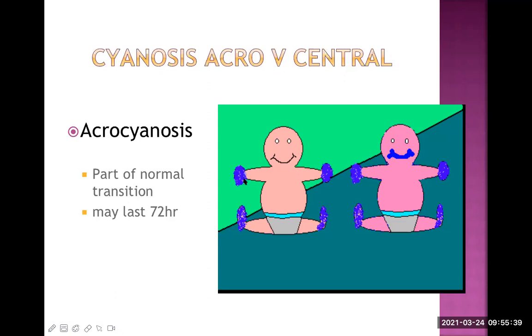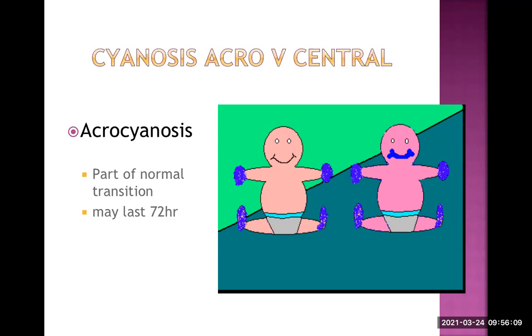So if only hands and feet are cyanosed, we call it acrocyanosis. And if the central part of the body, meaning lips and oral cavity, is cyanosed, we call it central cyanosis. Central cyanosis frankly means the whole body is cyanosed. So acrocyanosis is a part of central cyanosis, but sometimes only acrocyanosis is there without central cyanosis.